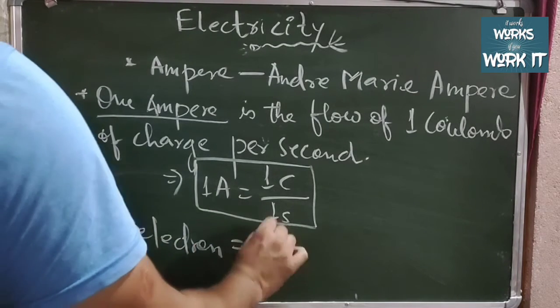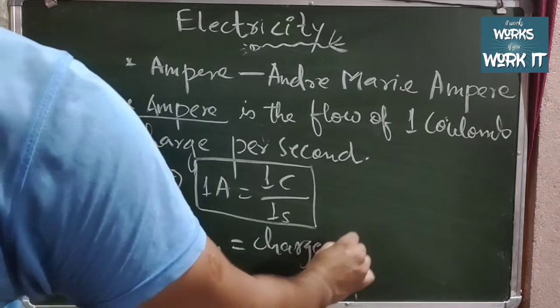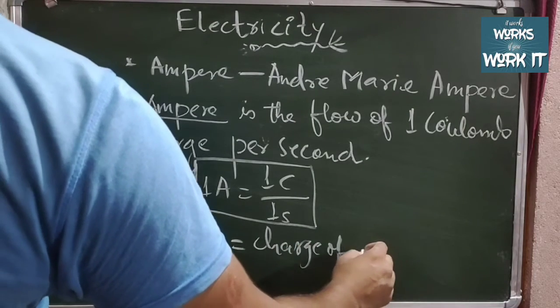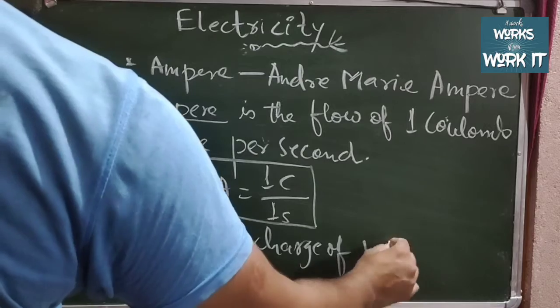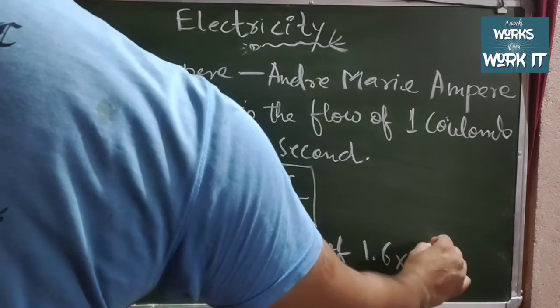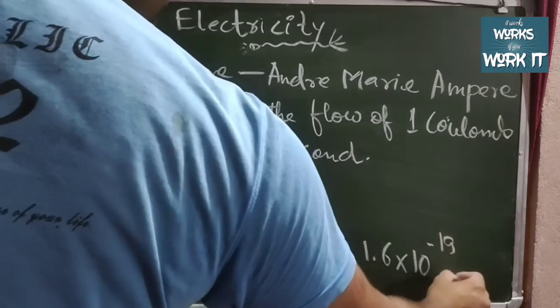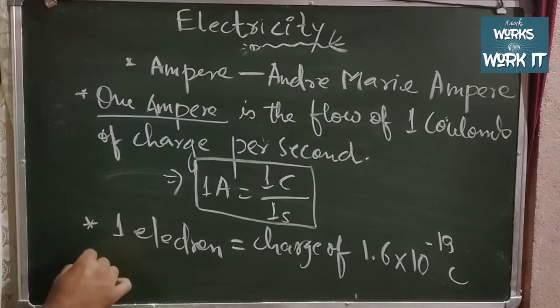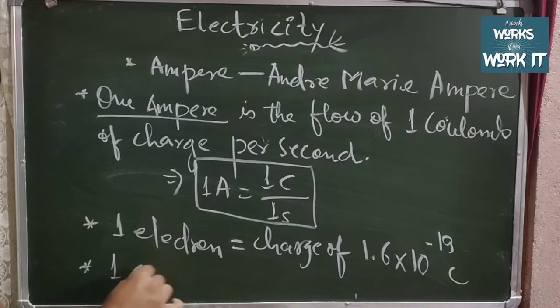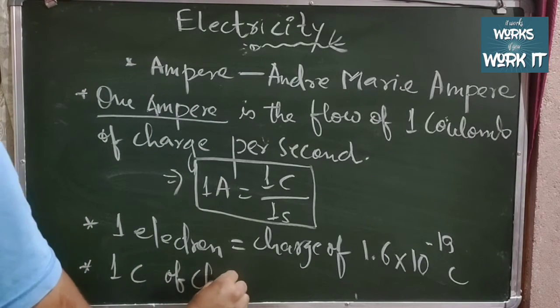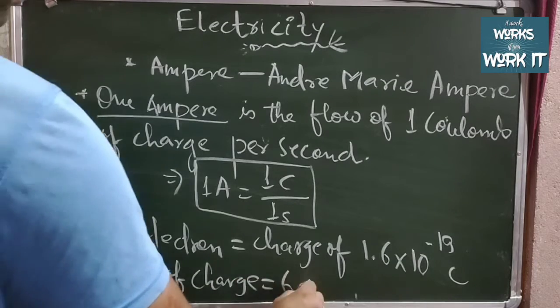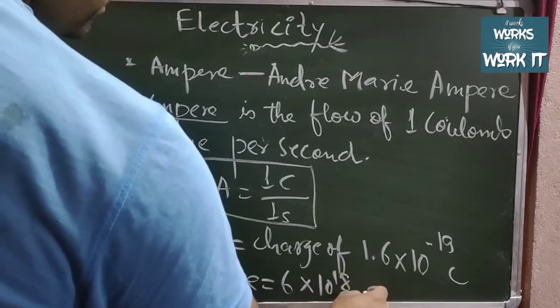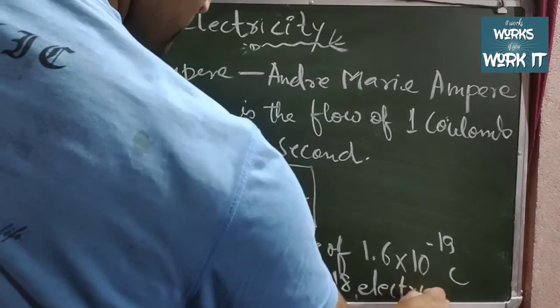And 1 electron contains a charge of 1.6 into 10 to the power minus 19 coulomb. That is the charge contained by 1 electron. And 1 coulomb of charge contains 6 into 10 to the power 18 electrons. Okay.